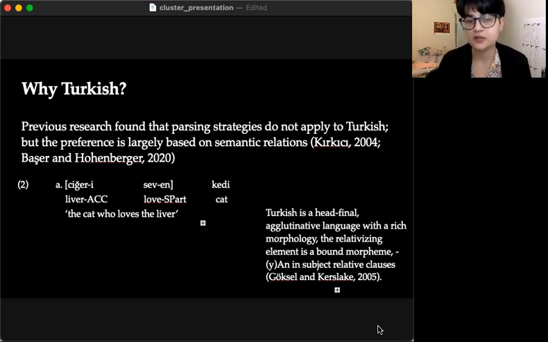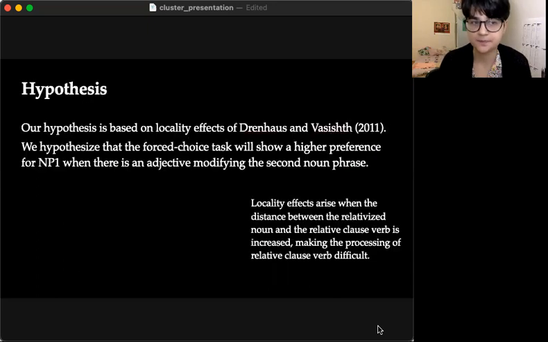The consensus on Turkish is that the preferences depended on the semantic relations between the noun and the verb. Keeping that in mind, some cases might help us understand the parsing in Turkish. For this thesis, we looked at how modifiers affect preferences in ambiguous conditions.